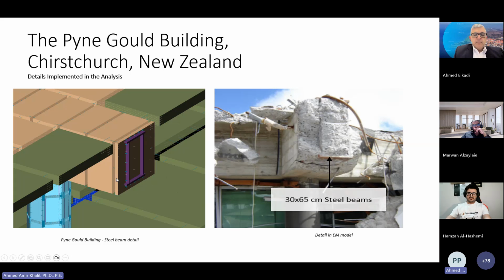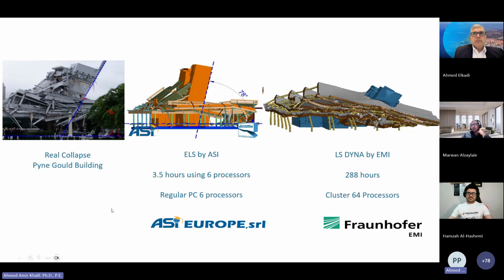This was a well-documented case. We knew all the information about the steel sections, the concrete sections, the changes done to the structure over the years. And this is the result of it in short. In the middle is the applied element method analysis, and to the right is the finite element analysis, and to the left is the real life collapse.